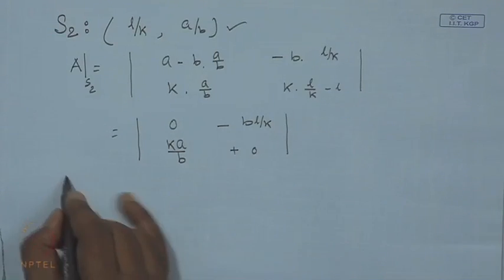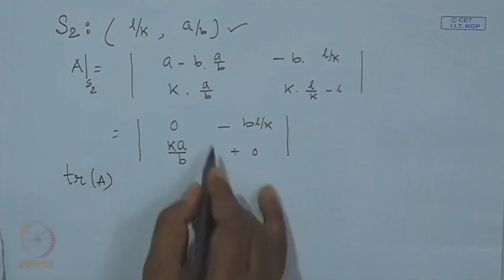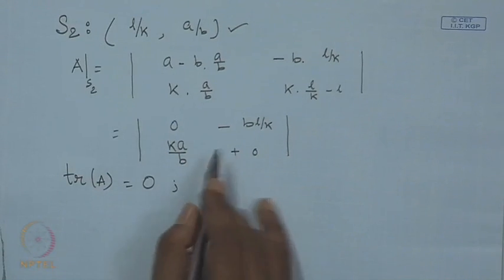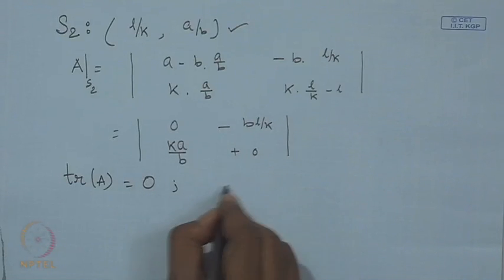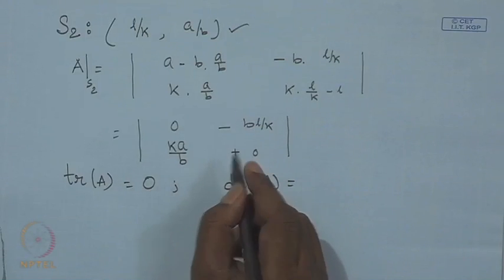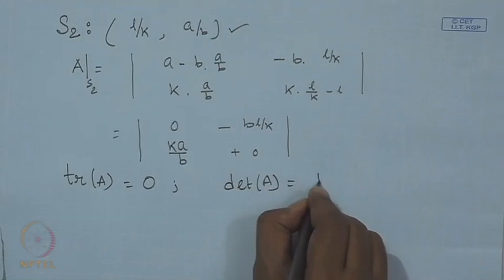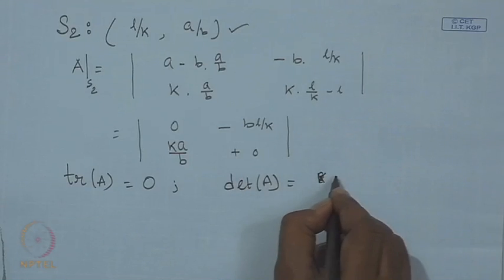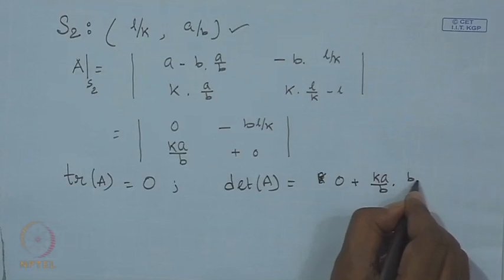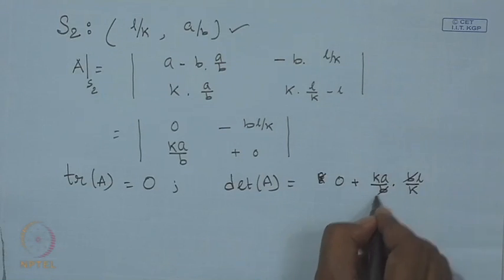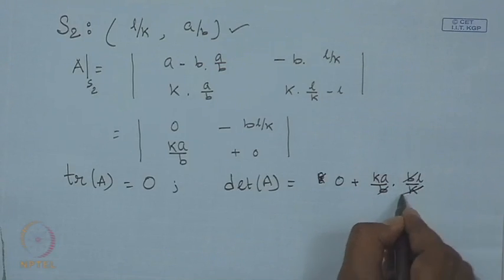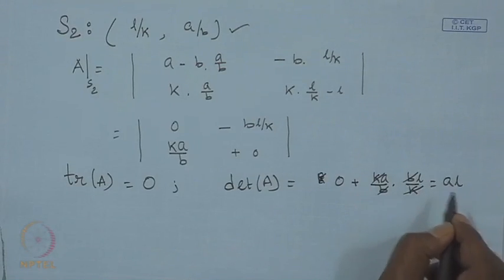Again we will look into the trace. Trace of A is basically the sum of these two values, the corner elements. So, it will be 0, and determinant of A will be nothing but this minus this. So, determinant of A will be 0 into 0, minus k A by b into b L by k. So, b will be cancelling out and k will be cancelling out. So, this becomes A times L.